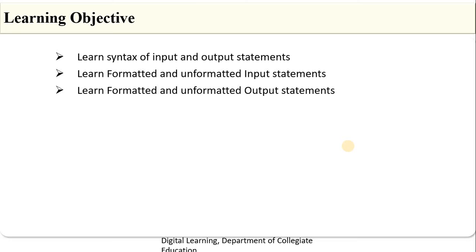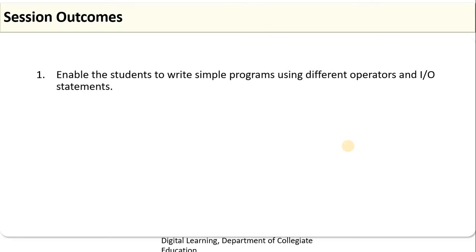The learning objective is that you'll be able to learn the syntax of input and output statements, and also the syntax and usage of formatted and unformatted input and output statements. After learning this session, you will be able to write simple programs using these IO statements. You should have learned the first unit before coming to this session.